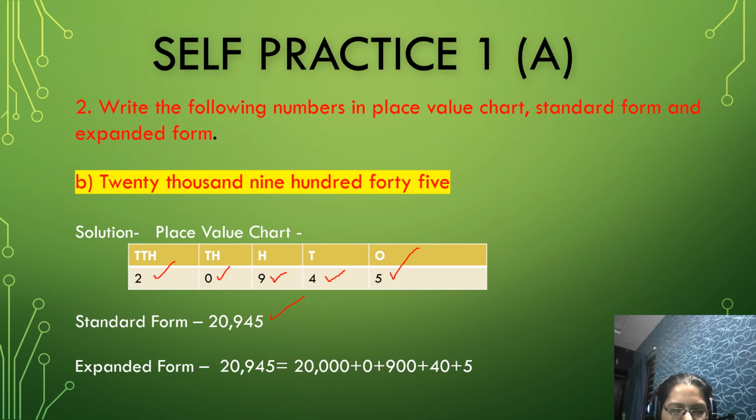And the place value of 9: 9 is in the 100 place, so the place value of 9 will be 9 multiplied with 100, that is 900. And 4 is in the tens place, 4 multiplied with 10 is 40. And 5 is in the ones place, so 5 multiplied with 1 is 5 only. So this is the expanded form.